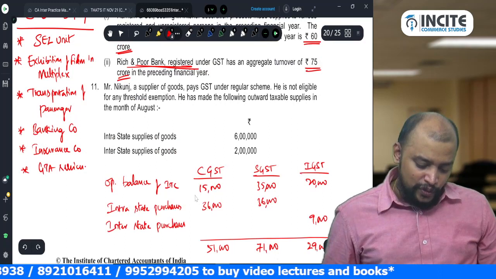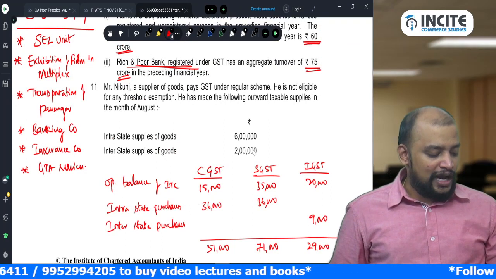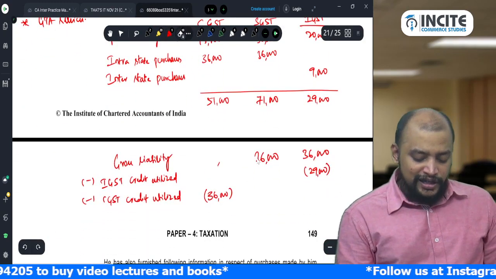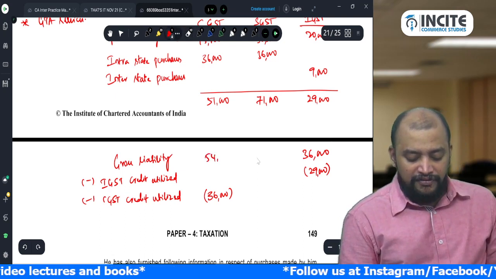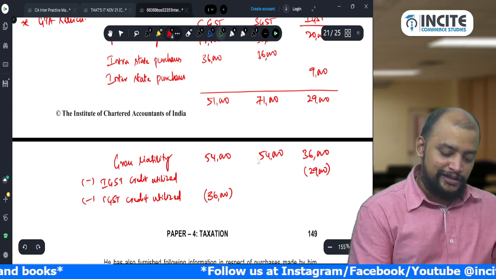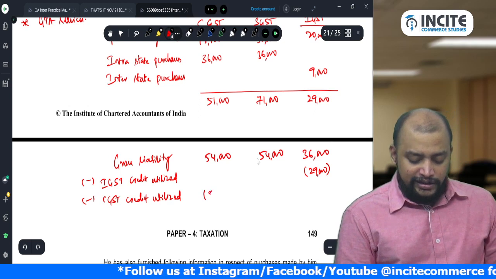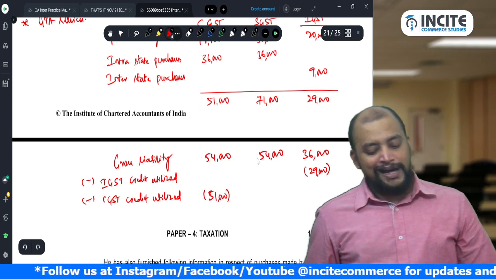So first see the outward supplies, correct only, right? No, not correct. 6 lakhs into 9%, sorry, 54,000. Sorry, this is not 36,000. So 54,000 for 6 lakhs. So the CGST liability is 54,000, and we can use the 51,000 for payment. So now balance we cannot.